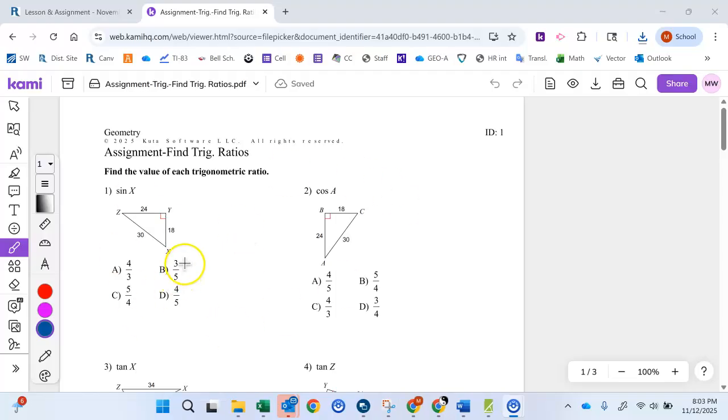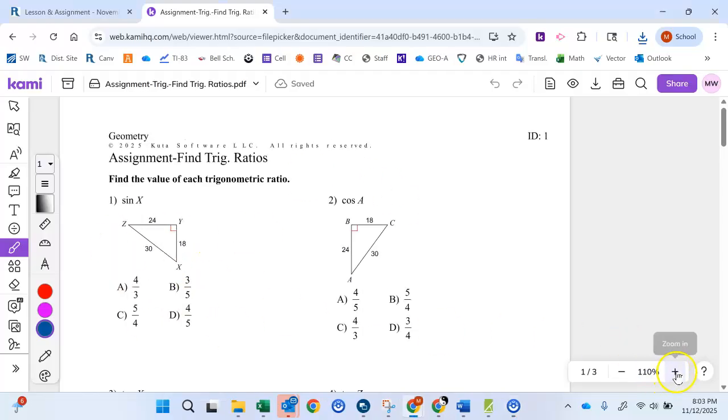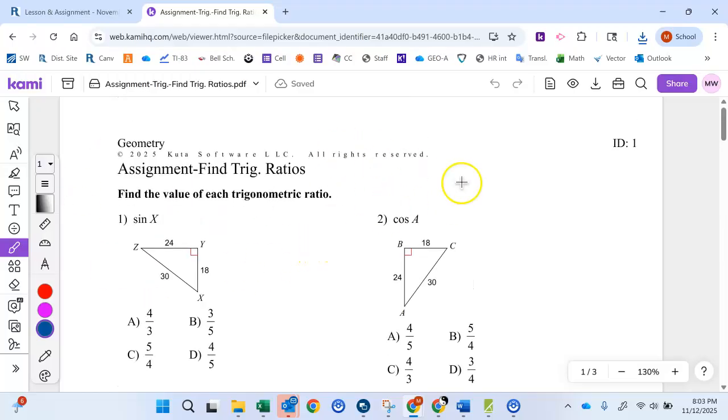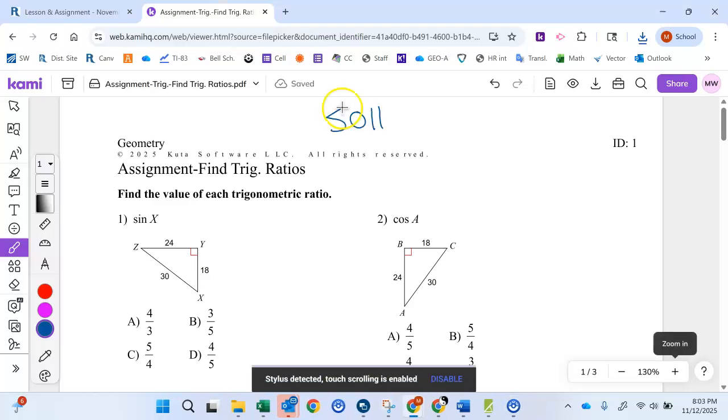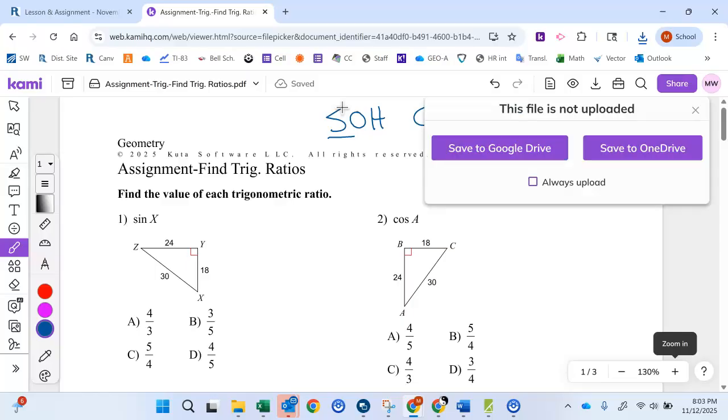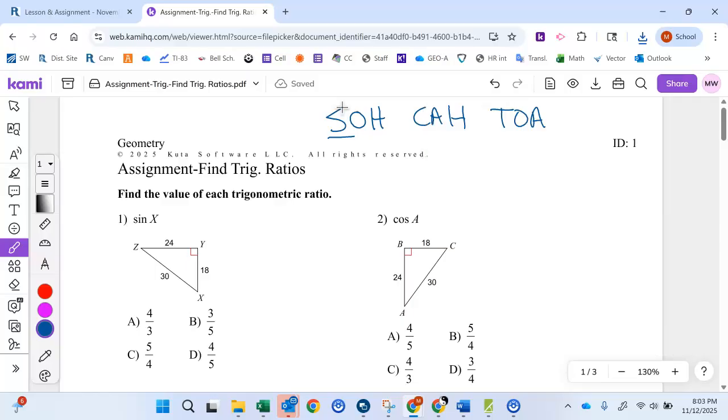Okay, so here's the assignment. I'm going to do the first three questions for you, okay? So let's start with this one right here. But before we start, we want to make some notes real quick on our paper. Again, we're going to go SOH, CAH, TOA. Remember, S refers to sine. O is the side.